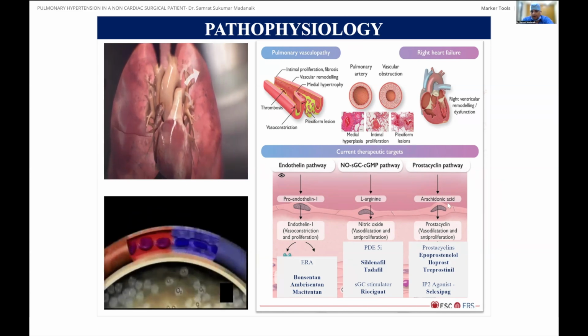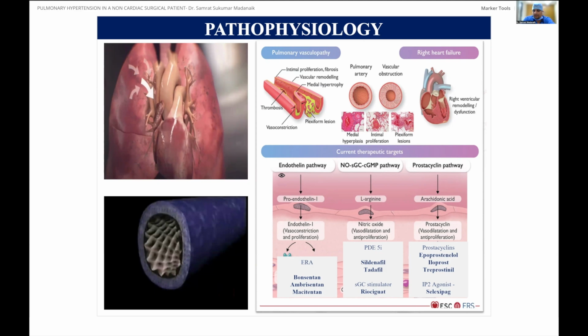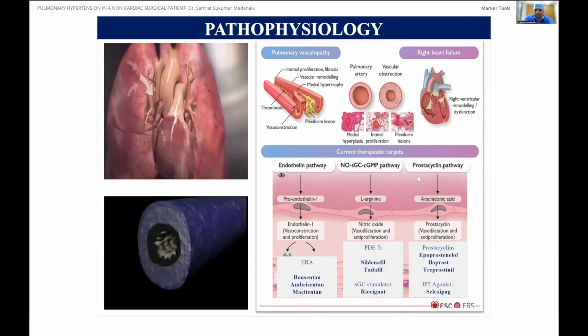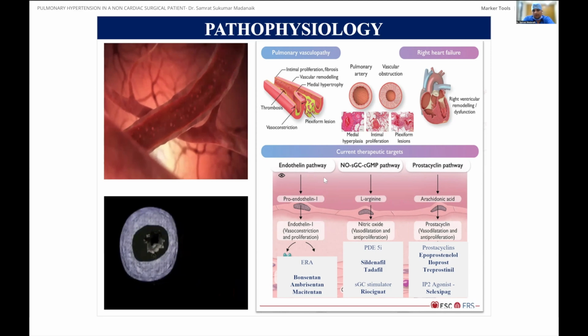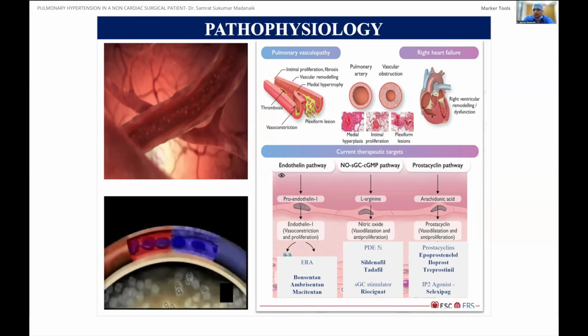So I'm not going to go into details of this because of the dearth of time, but at least we should be knowing that 3 major pathways occur, or the drugs act on 3 main pathways, and namely they are the endothelin pathway, the nitric oxide pathway, and the prostacyclin pathway.